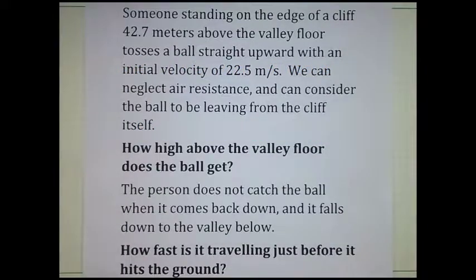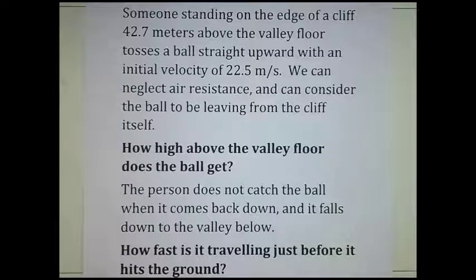In this example, I want to demonstrate how we can solve a problem that we've tackled previously in the semester using energy methods. The problem statement is as follows. Someone standing on the edge of a cliff, 42.7 meters above the valley floor, tosses a ball straight upward with an initial velocity of 22.5 meters per second. We can neglect air resistance and can consider the ball to be leaving from the cliff itself. First question, how high above the valley floor does the ball get?